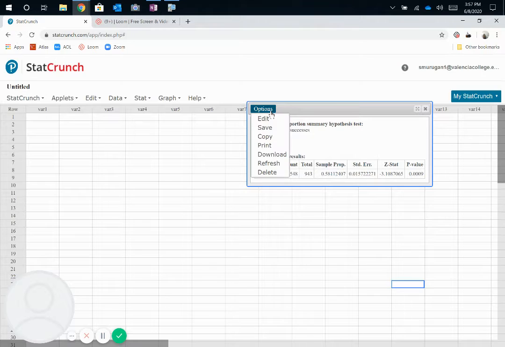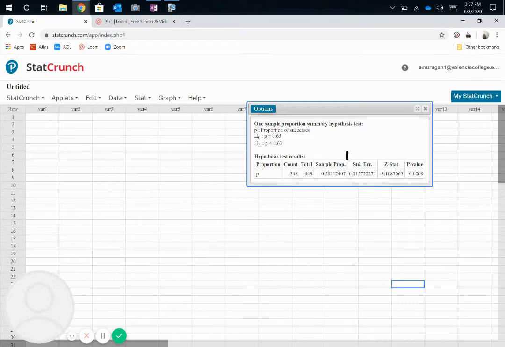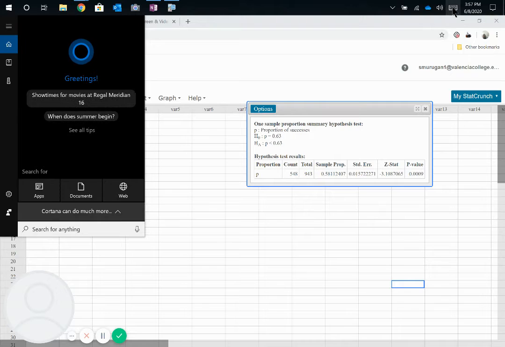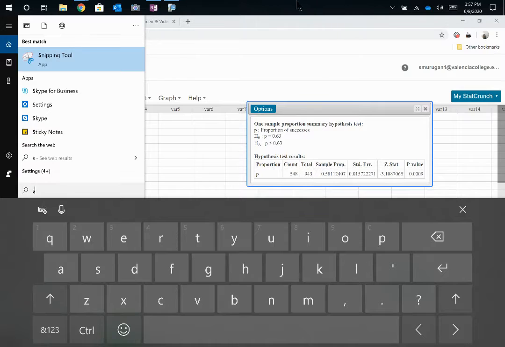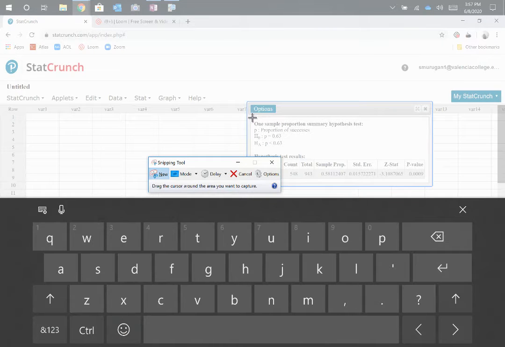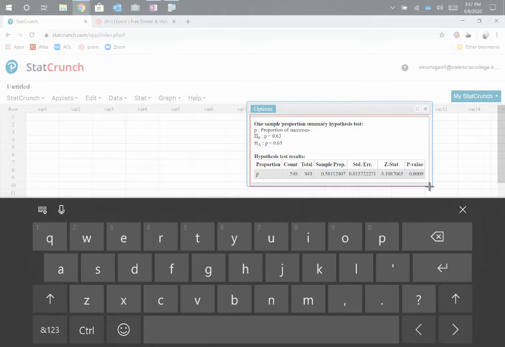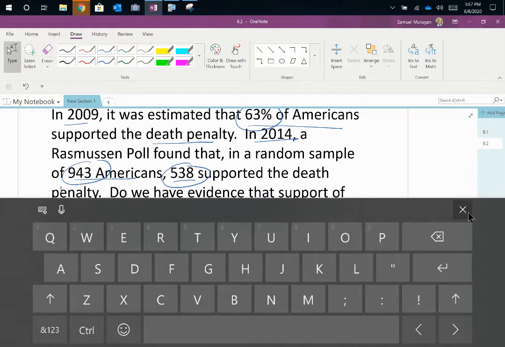Why can't I copy this? Okay, Control C. I'm not going to be able to get Control C. Maybe I can just use the snipping tool. Yeah, let's use the snipping tool. Always convenient. So new, and I'm just going to pick this up here as the snipping tool and put this in our notes so we can see it.